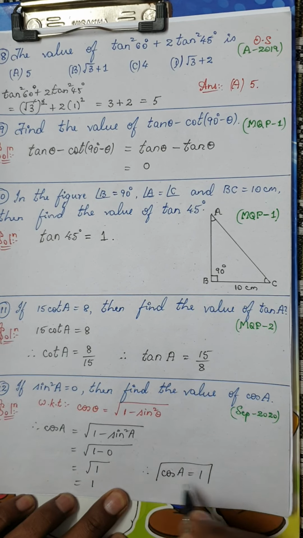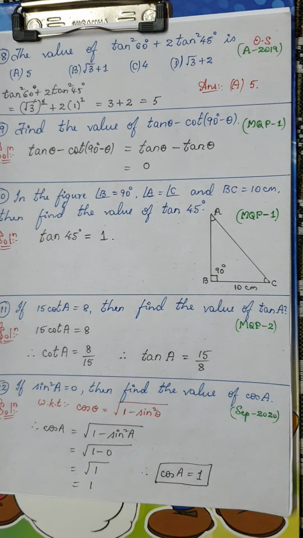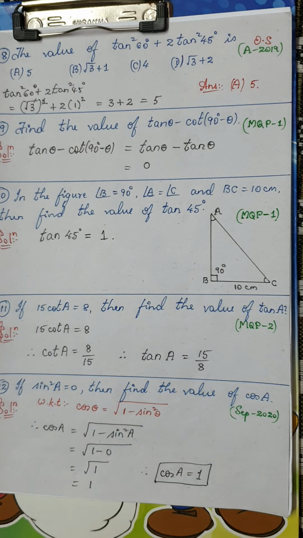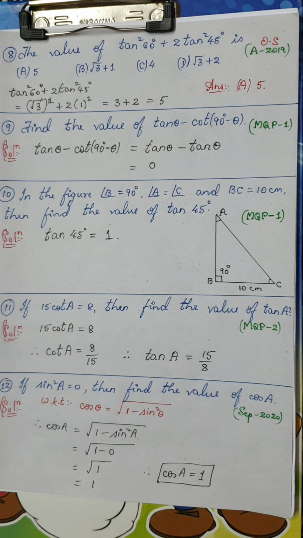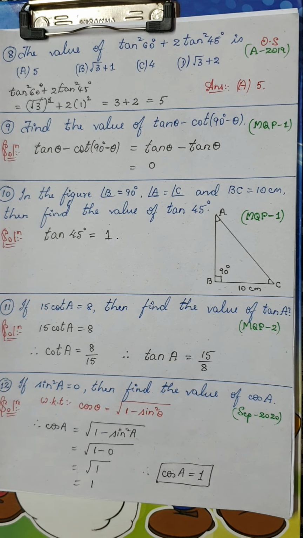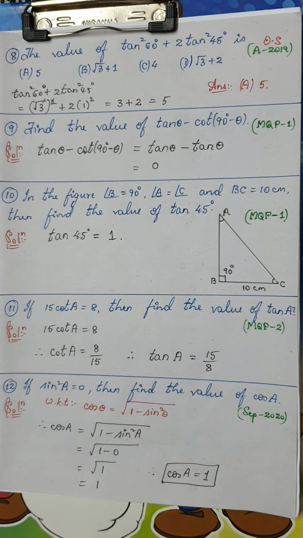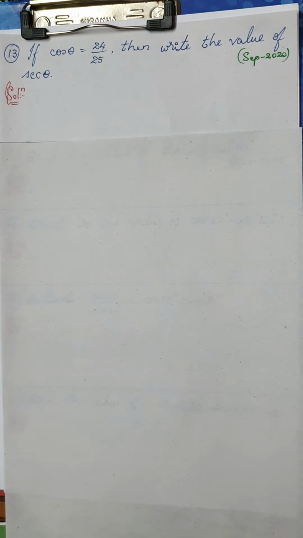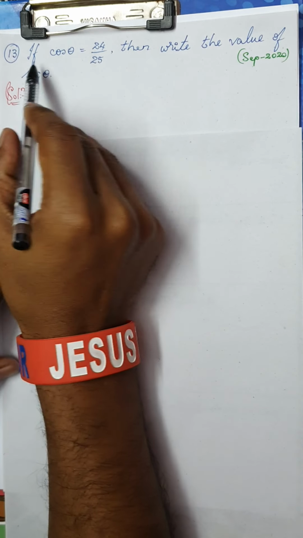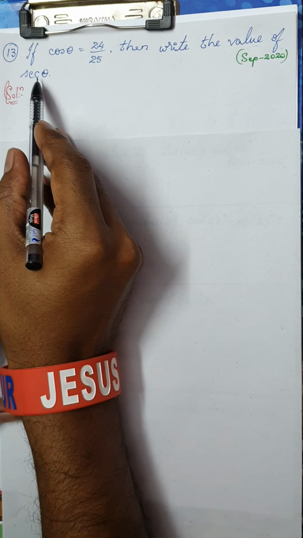You can easily do this problem when you know the basic formulas properly. This chapter is all about formulas and values. So if you know that, you can easily score marks. Okay, so moving on to the next question, question number 13. He has given: if cos theta is equal to 24 by 25, then write the value of secant theta.